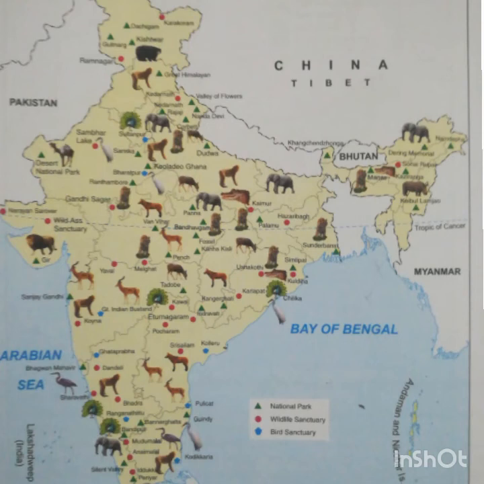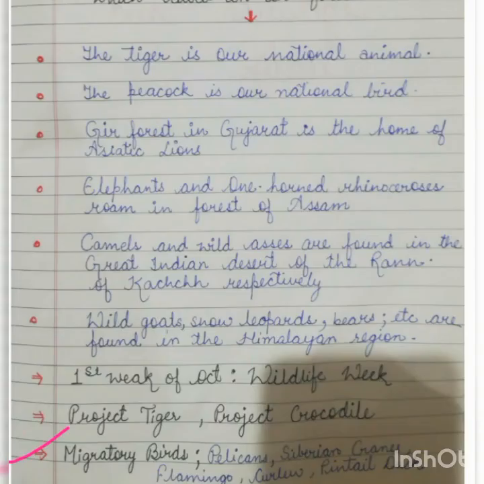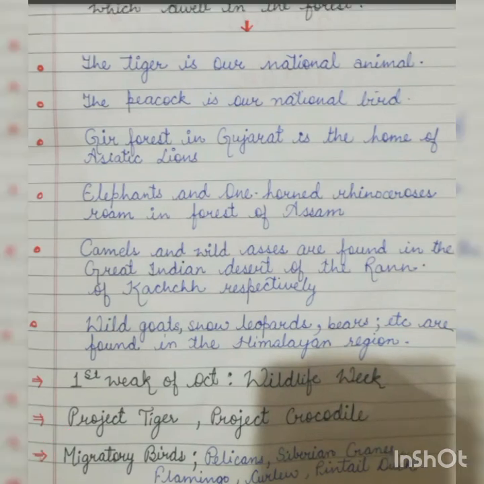Monkey, wolf, Nilgai, jackal, langur, etc. are found nearly all over India. And then there are certain endemic species which are native to specific regions, and some species which are on the verge of extinction, or I would say rather endangered.